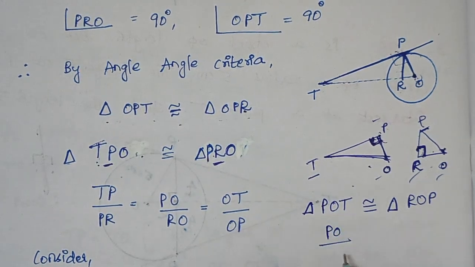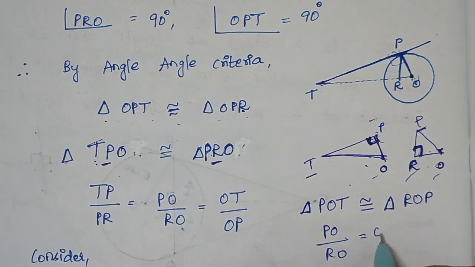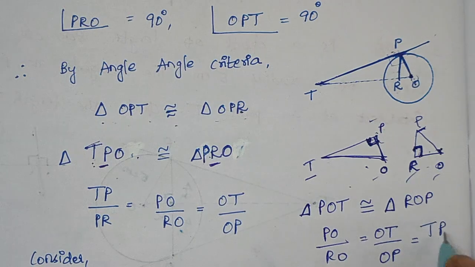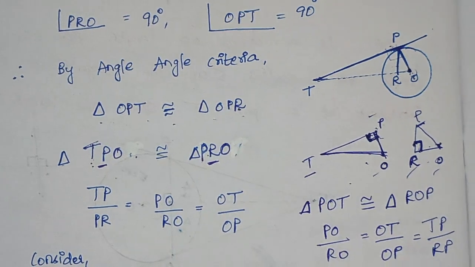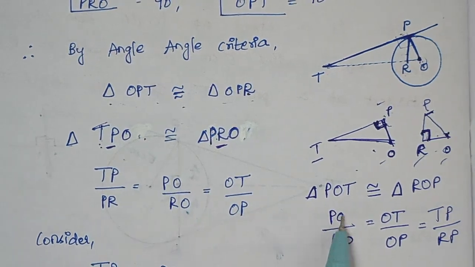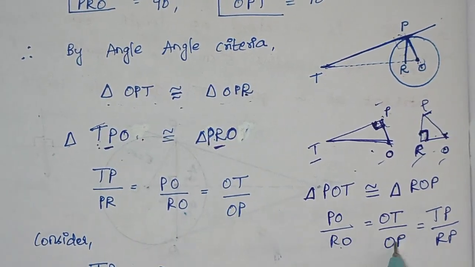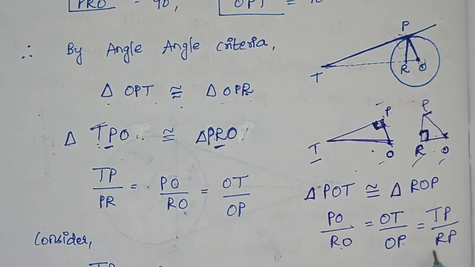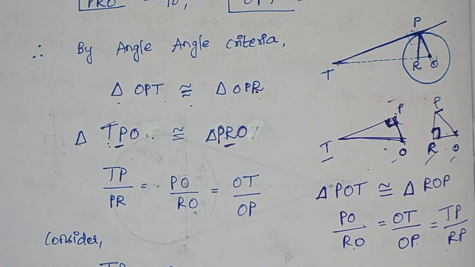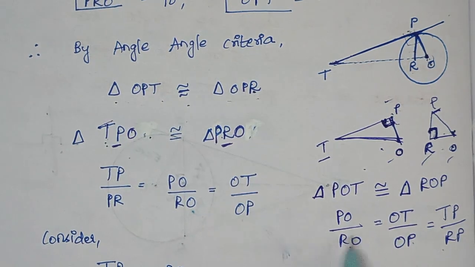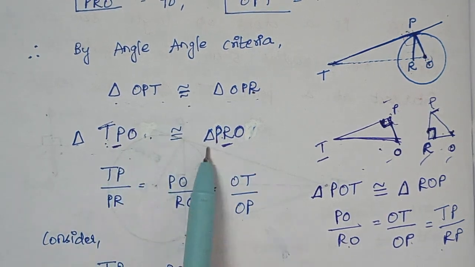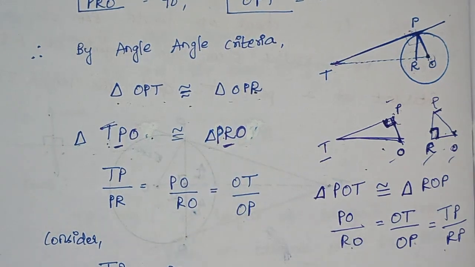Right. So when you write the values, how can you write the sides? That is PO by RO is equal to OT by OP, which is equal to TP by RP. Anyway, you see we will be having the same things. PO by RO, it is here. OT by OP, it is here. And TP by PR, it is also here. So write accordingly. It's up to you. Fine. Now, it is the easiest way to write the thing. Once you clearly define the triangles, then you can write the sides.